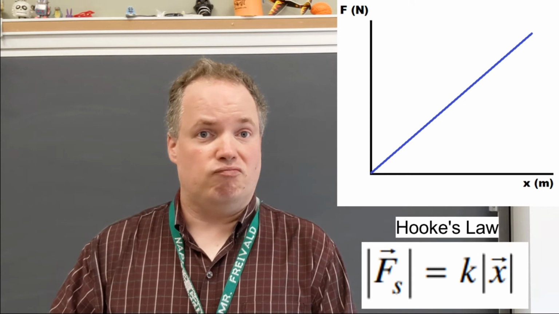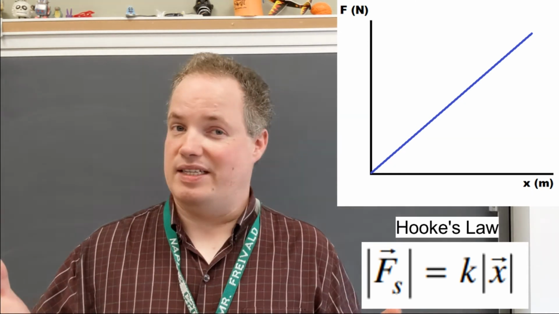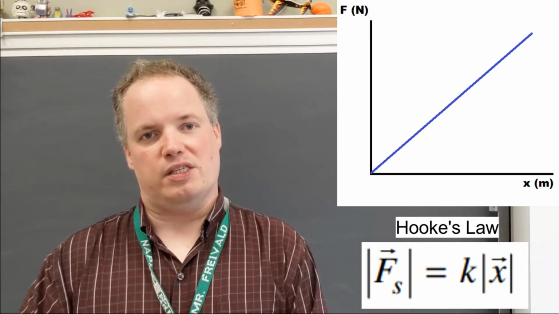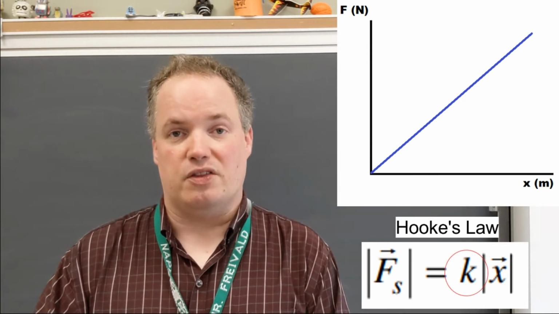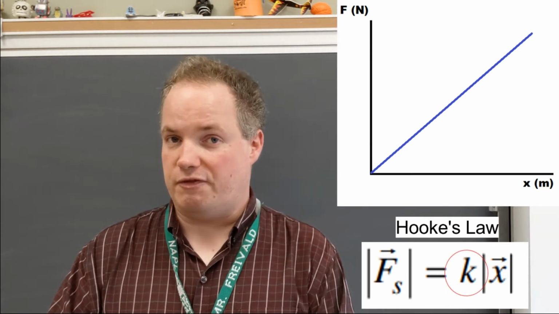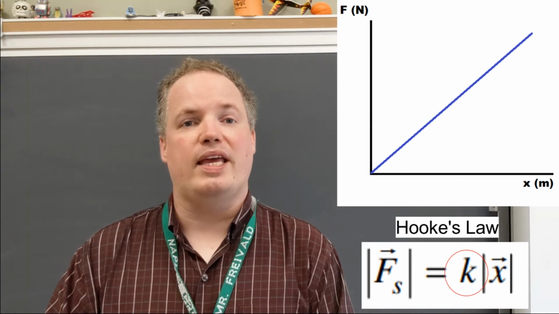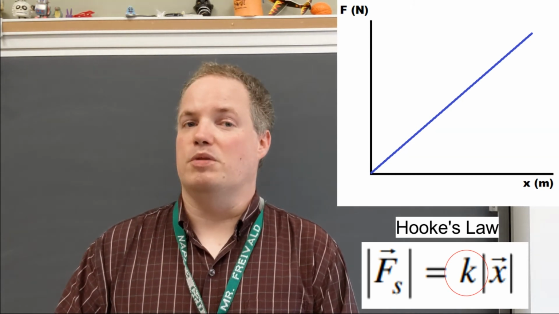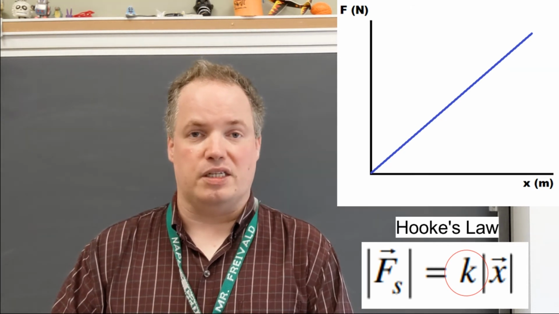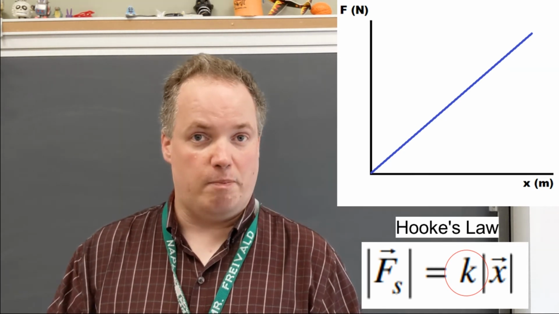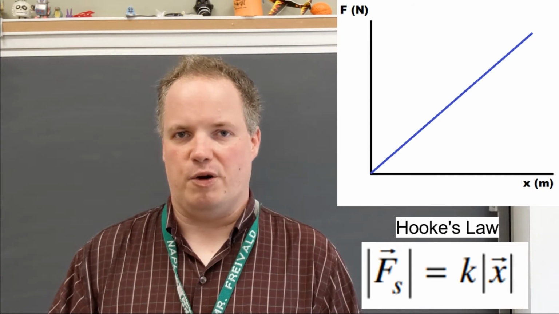Clearly, we can take the area underneath that. We can take the slope of it. What does the slope give us? F divided by x gives us the spring constant. This is called the spring constant or the stiffness constant of the spring. So y equals mx plus b becomes F equals kx. And k is our spring constant measured in newtons per meter, sometimes newtons per centimeter.